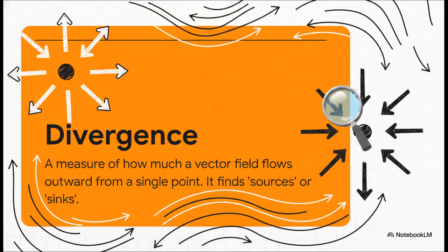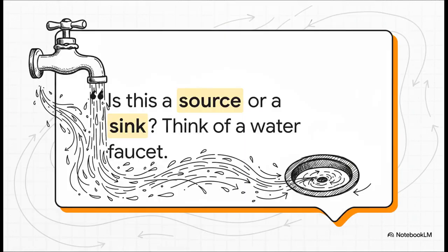And the best way to get it is to just imagine our vector field is the flow of water. Divergence lets us go to any single point in that water and ask a simple question. Is this spot a source, like a faucet gushing water out, or is it a sink, like a drain pulling water in? Right, so is it a source or a sink?